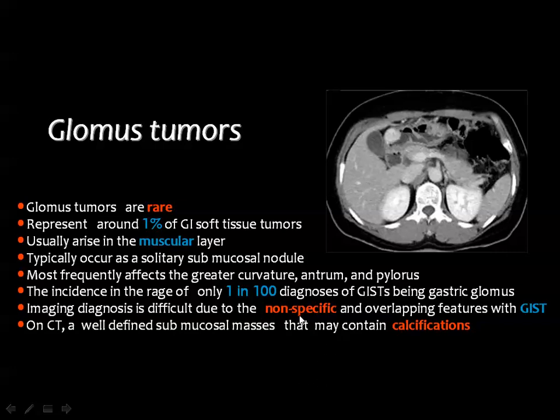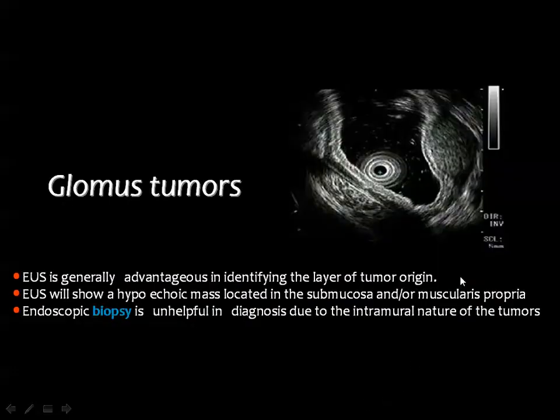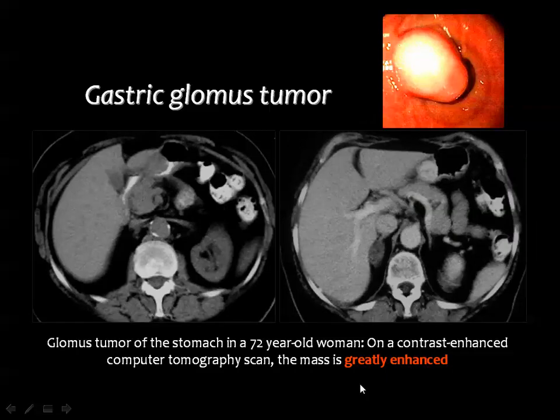The imaging findings are non-specific, and this tumor may show some calcium, and on contrast enhanced CT you can see significant enhancement. And this is the appearance by endoscopic ultrasound. And this is one of the values of ultrasound: it can show the layers of the wall and can detect the site of origin of the tumor. And this is a gastric glomus tumor. Here we see the tumor without intravenous contrast injection, and after contrast injection, you may see some significant enhancement.